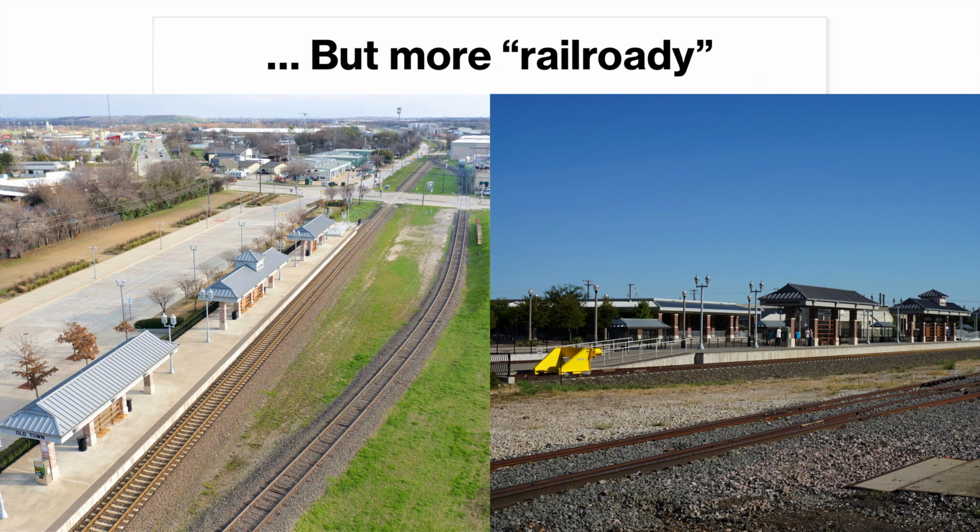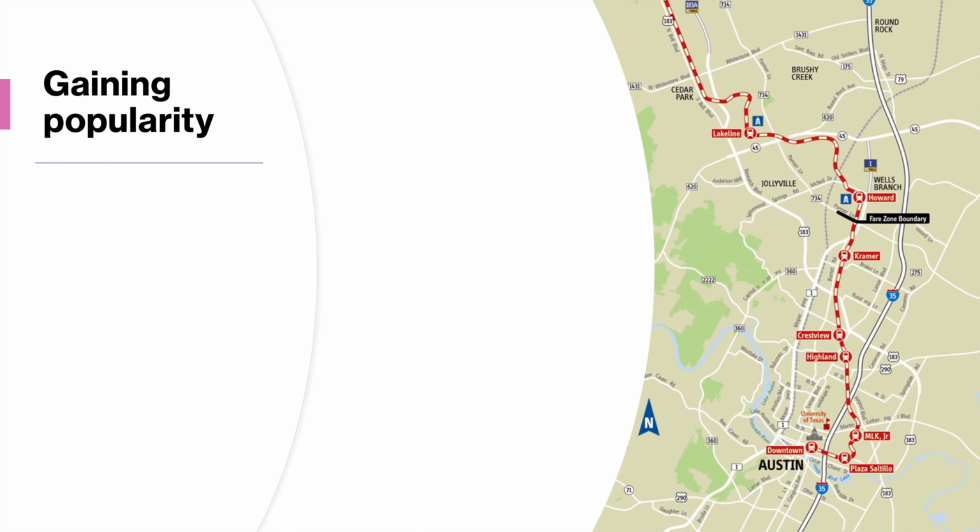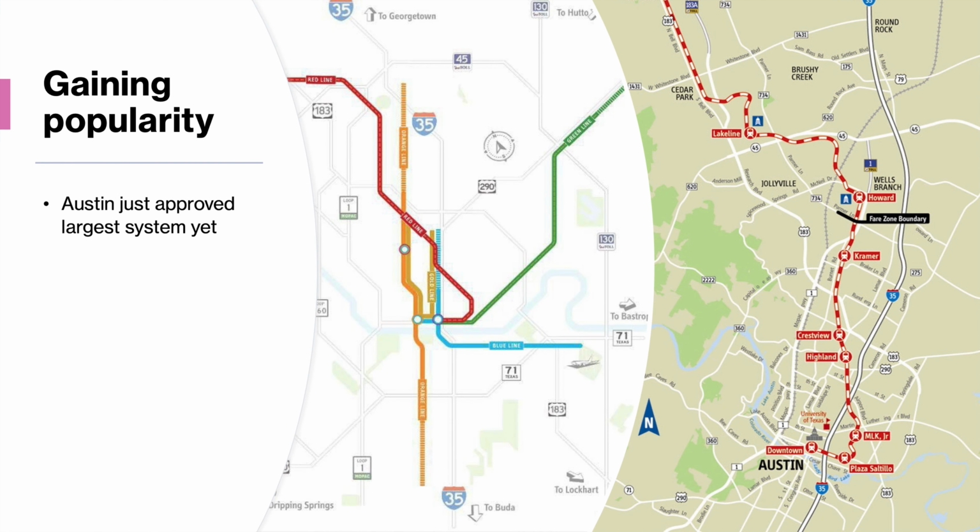But DMUs, they're a little bit more railroady, like these two stations you can see here in Texas. They're pretty similar to normal commuter rail stations. They are gaining in popularity. Austin just approved one of the largest systems yet, where they're doubling the length of their DMU system.